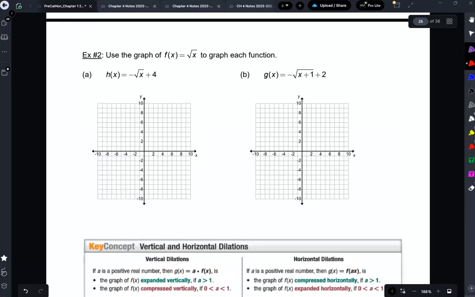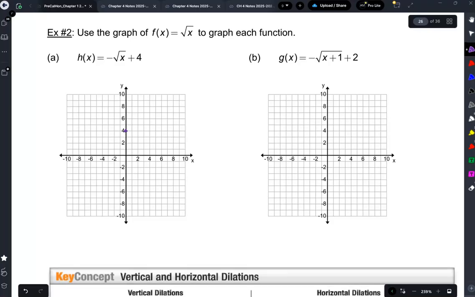Okay, so here we go. Negative root x plus 4. So there is a vertical shift of 4, and then also a reflection. So if I go right 1, down 1, and then remember, I want to take perfect square increments. So if I go right 4, I go down 2. Right 9, I go down 3. So that's what that looks like.